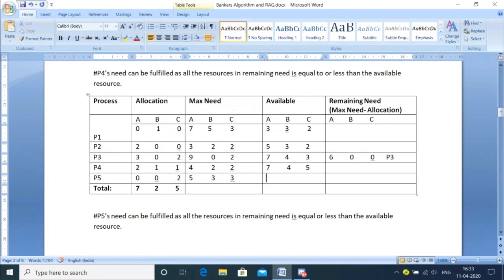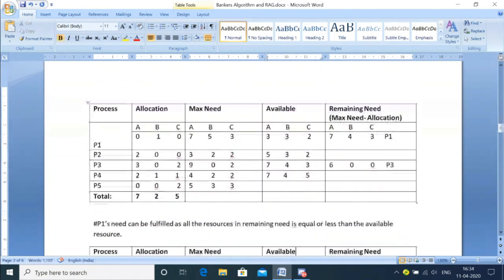So if I add that, what will happen? 7 plus 0 is how much? 7. Then 4 plus 1 is how much? 5. Then 5 plus 0 is 5. Did I make any error anywhere? I think no. Then next, let us check now. The last one is P3 only. So let us go down.